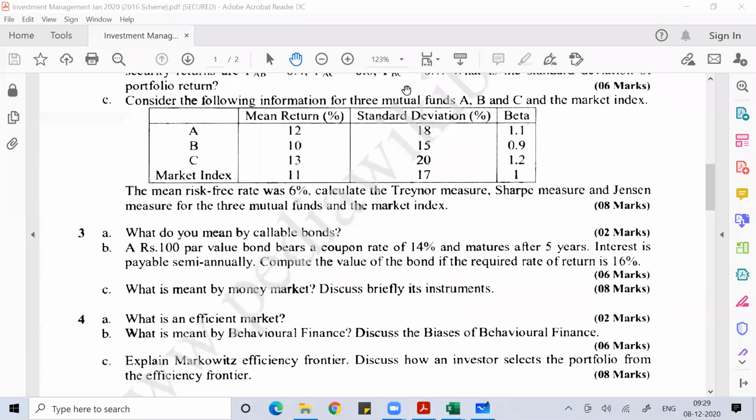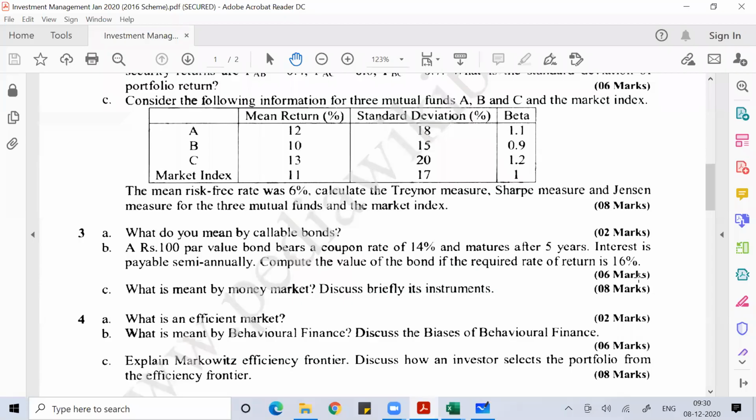Now let's discuss this next problem, which is third B. This question is about a debt instrument. A 100 rupees par value bond bears a rate of 14% and matures after 5 years. Interest is payable semi-annually. Compute the value of the bond if the required rate of return is 16%. So this is the question.